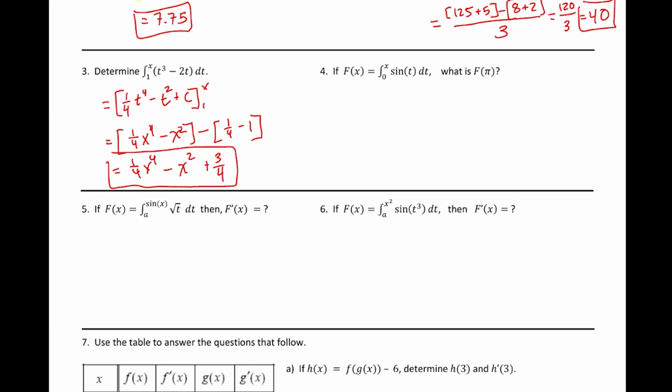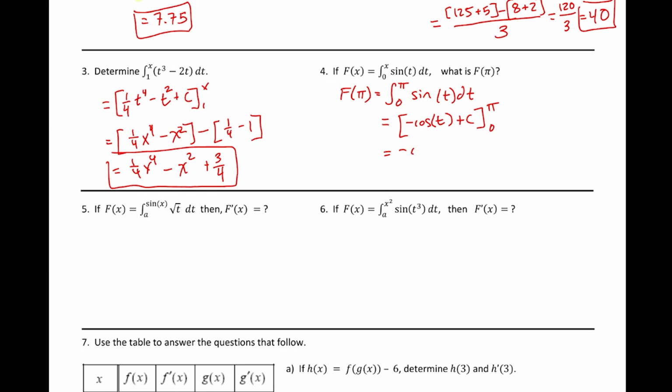Number 4, we've got a function defined as the integral from 0 to x, sine t dt. We want to know what is f of pi. So what we need to do is substitute in pi for x. So from 0 to pi, sine t dt. We first need to find the antiderivatives of sine t. And since the derivative of cosine is negative sine, the antiderivative of sine is negative cosine. So negative cosine t plus c. And we'll go from 0 to pi.